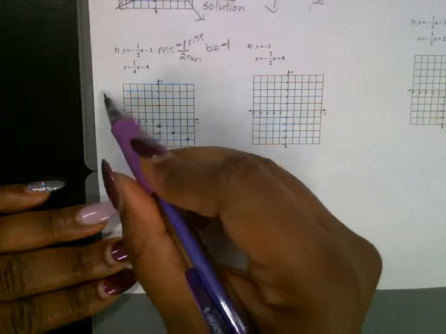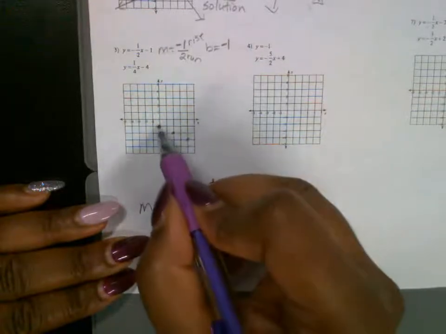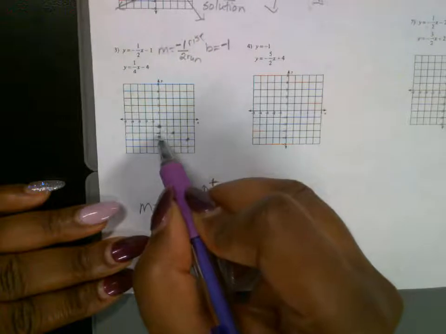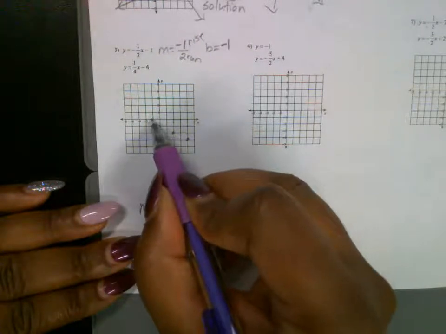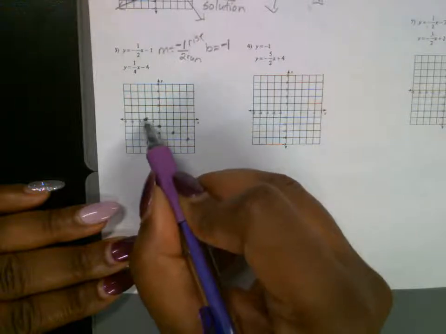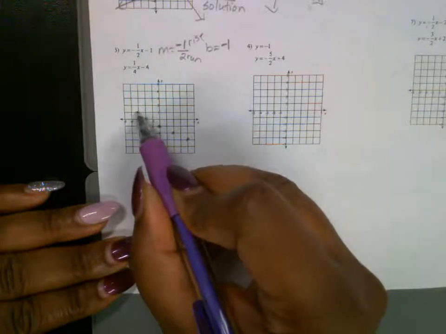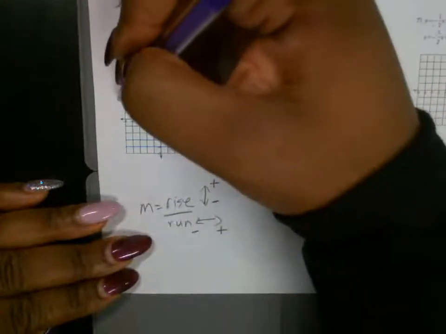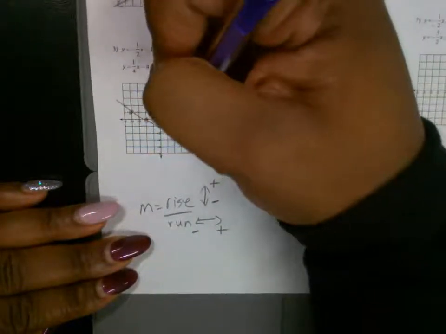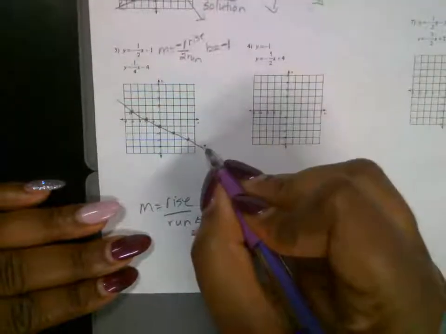So now we want points in the opposite direction. So instead of going down 1, go up 1. Instead of going to the right 2, go to the left, 1, 2. Up 1, to the left, 1, 2. You don't have any more space. Please extend your line because you don't know where the other line is going to cross.